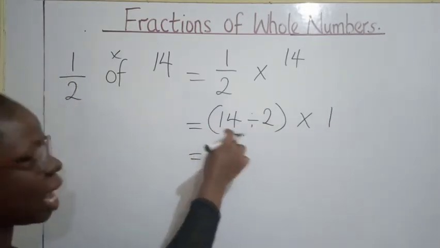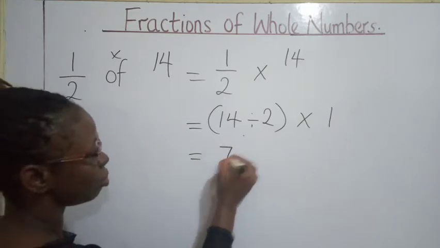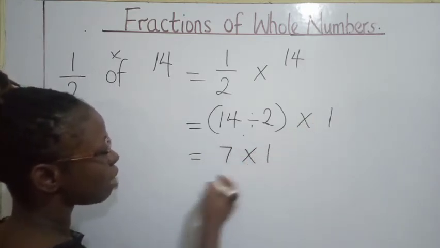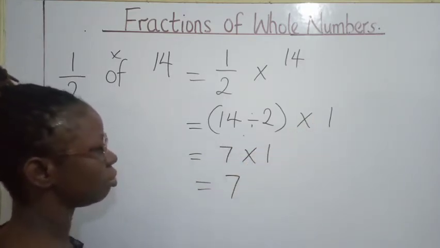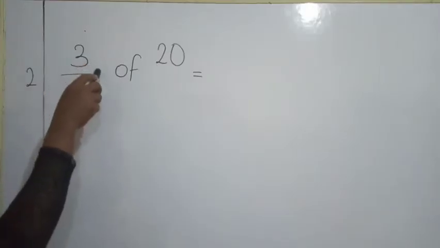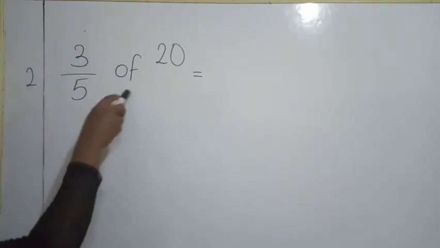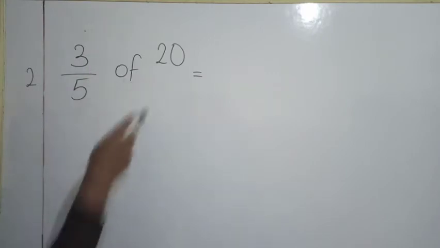14, when you count 14 and divide it by 2, you have 7. Then bring this one out. 7 times 1, that gives you 7. The second example, 3 all over 5 of 20. 3 all over 5 of 20.